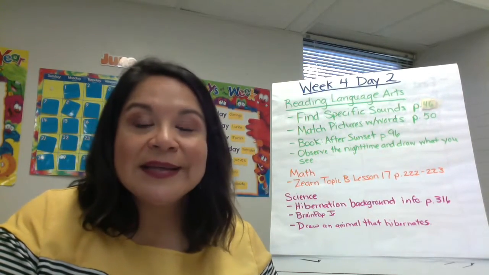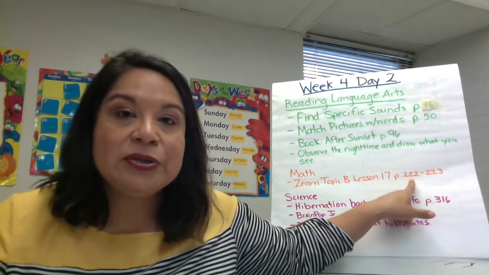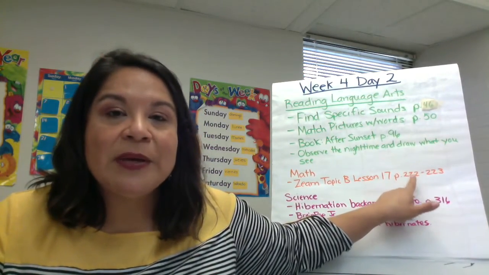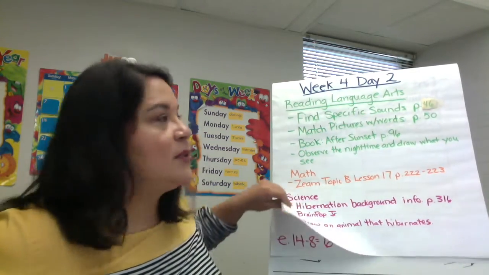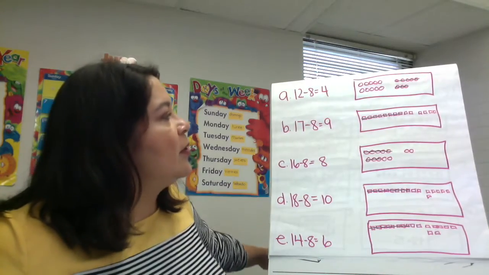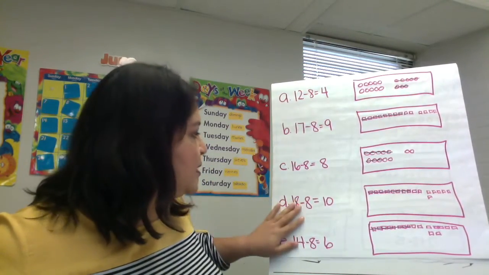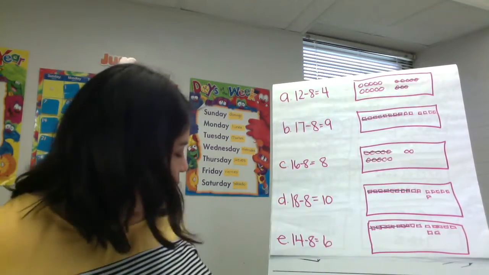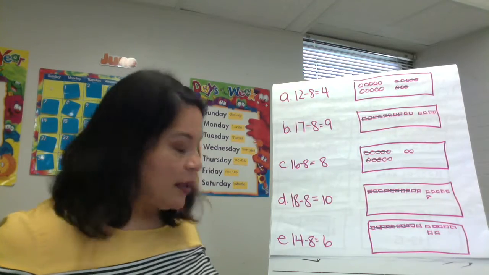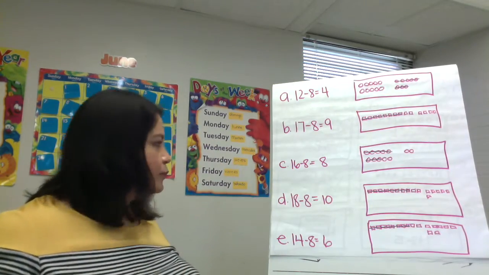Okay, so next we're going to work on our math. We are already in lesson 17, and that one you find in page 222. So if you can take out those two pages, 222 and 223, and I'm going to go ahead and get started. Okay, so here it's kind of like what we've done before. We're going to match the number sentence that goes with the correct picture. So we're going to take our time and go ahead and go through each one, make sure that I find the correct one. Okay? So here we go.